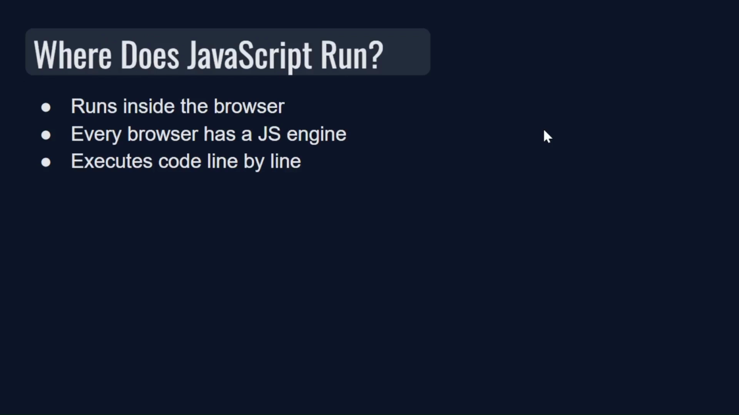JavaScript mainly runs inside the browser. Browsers like Chrome and Firefox include something called a JavaScript engine. The engine reads your code and executes it line by line. For example, Chrome uses a very fast engine called V8, but you don't need to understand that yet.